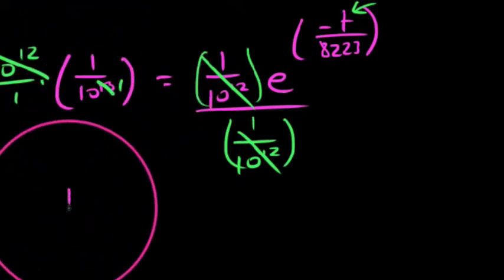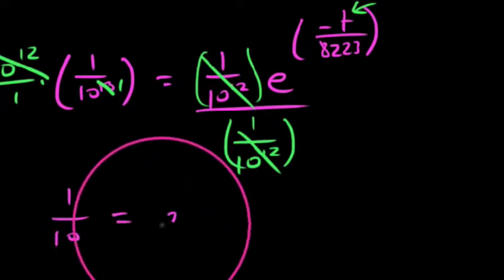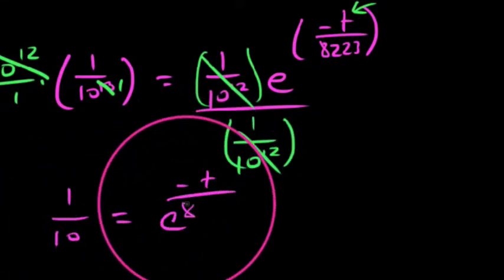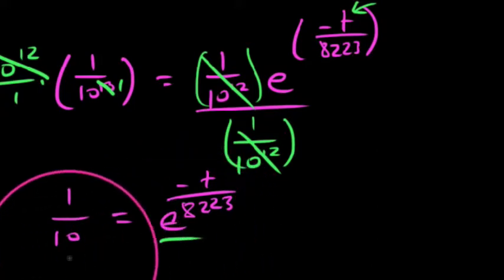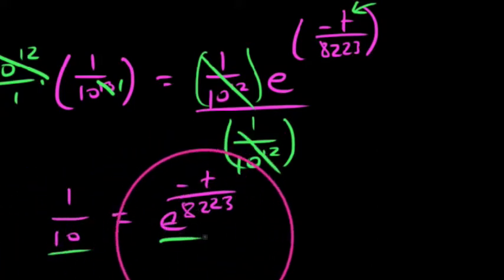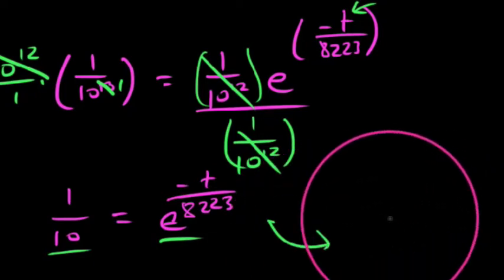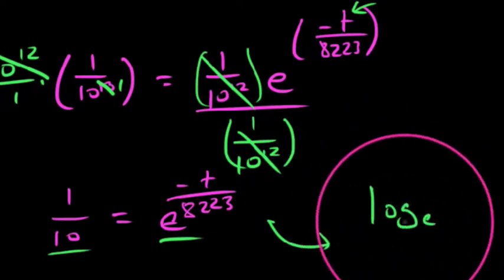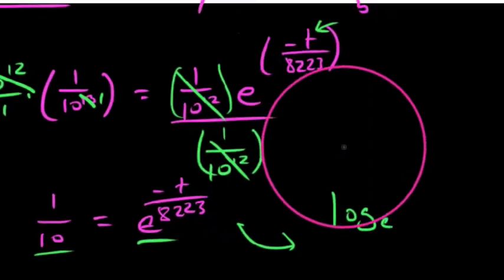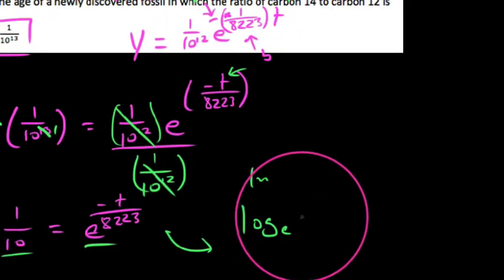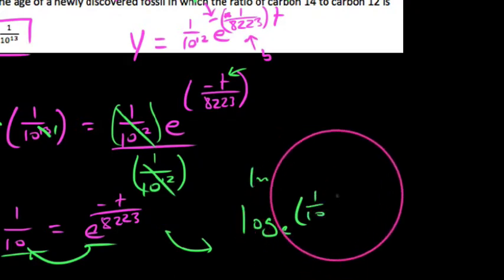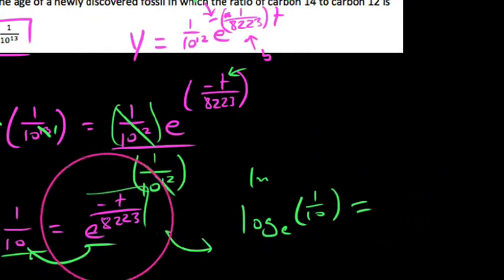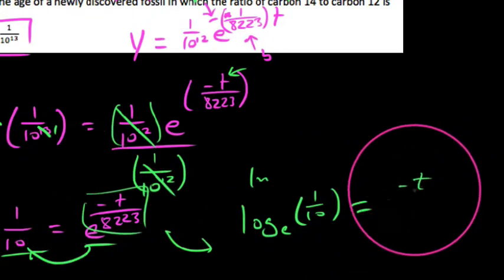So now arriving at this, we say a 10th is equal to e to the negative t over 8223. Now that we've isolated the base, which is what you normally do when you solve an exponential equation, we are going to rewrite this as a logarithmic expression where our base is e. I typically write ln for this. We say log base e of 1/10 equals the power we must have been taking it to, negative t over 8223.